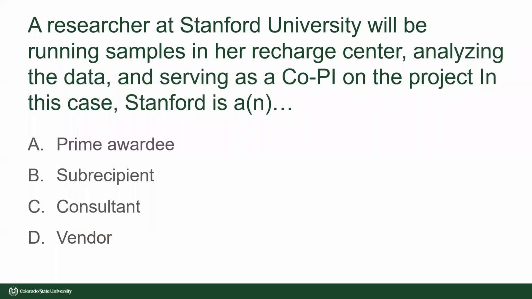How about in this case, the researcher at Stanford is going to be running samples in her recharge center, analyzing the data, and is a co-PI on the project. In this case, Stanford is a prime awardee, a subrecipient, a consultant, or a vendor. Now a subrecipient, because they're doing a substantial part of the work and contributing to the science.